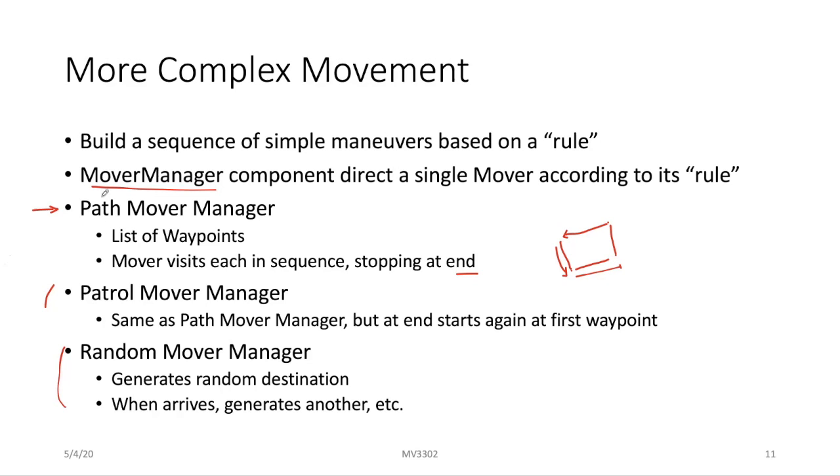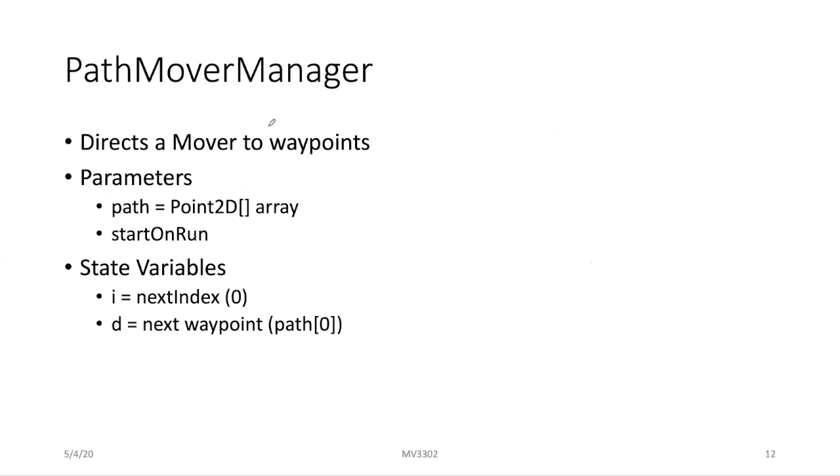All right, so what we're going to look at in just the last few minutes is this path mover manager. The idea is that it's going to direct a mover to these waypoints. We have two parameters here. One is what I call the path, which we can list as a 2D array. So it says, if I'm this path mover manager, I'm going to have these waypoints, and that's where I'm going to send my guide to, period.